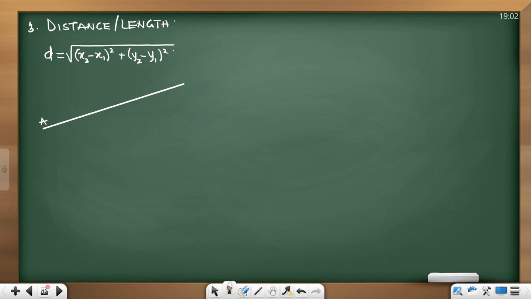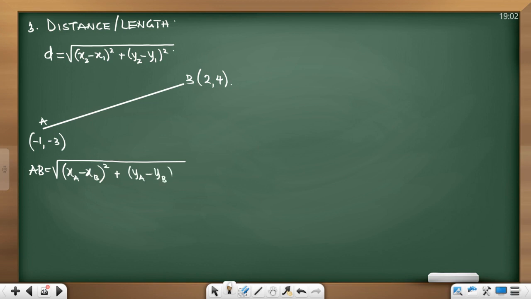All right. A, B. You have negative 1, negative 3. And you have 2 and 4. Let's keep that coordinate. Lovely. Now, what is AB? The square root of, I am going to now use XA minus XB. Take note, it's a minus there. Then we add YA minus YB.